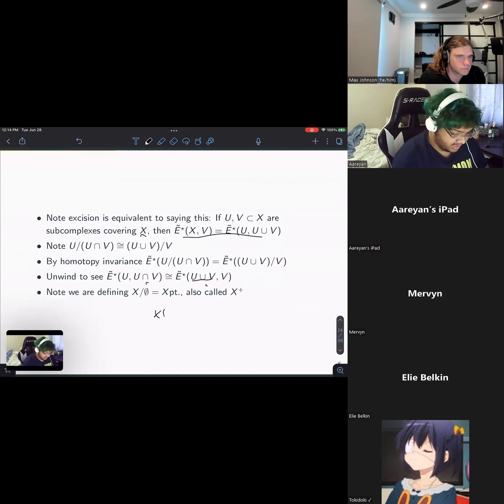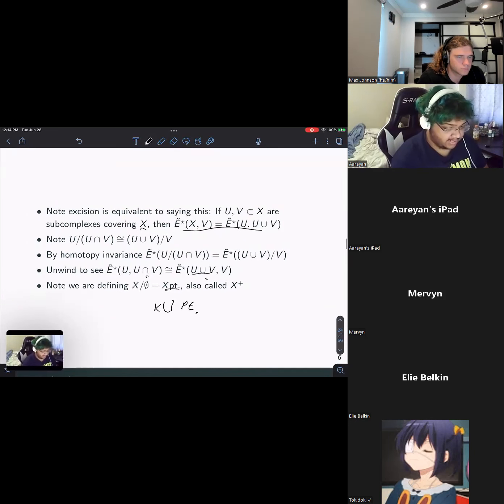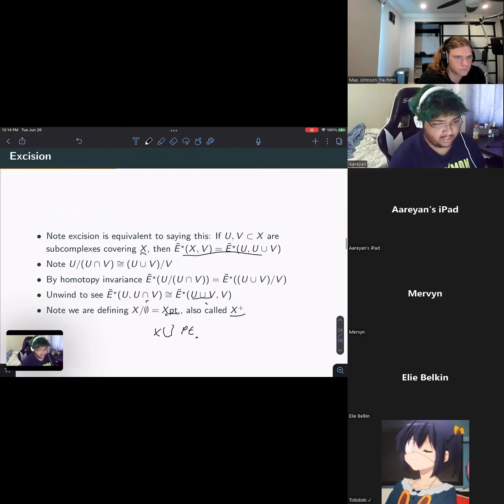Now this should be like an X disjoint union point, by the way, right? And the last thing is, when we're dealing with the empty set, we say that the quotient is X union a point, also called X plus, in atoms, right? So, excision we basically just got for free. This was just writing out the details, but we literally just defined relative homology groups based on excision, right?